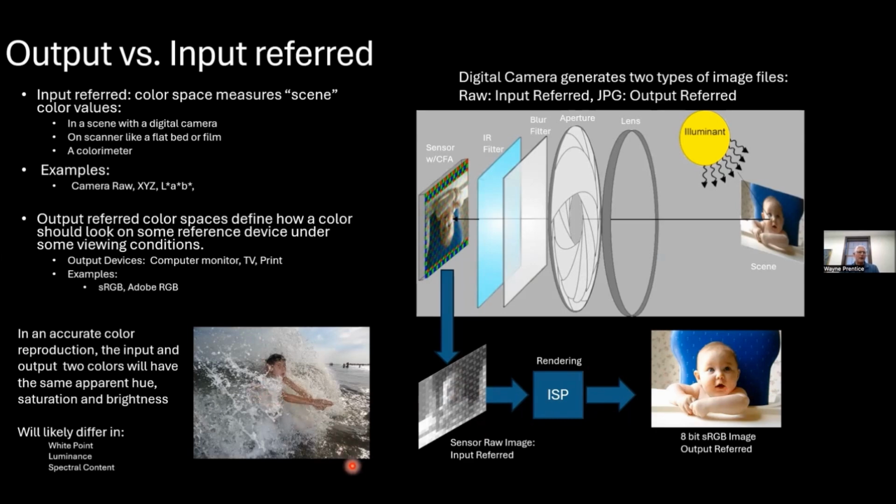Here's an image right here taken. And when that picture was taken, it was probably about 50,000 lux outside. And I'm really sure that the light you're looking at in this display right now is not hitting you at 50,000 lux. So when you have an image that transfers from an input referred space to an output referred space, it'll most likely differ in white point, luminance level, and spectral content. We're going to talk about more of that later.